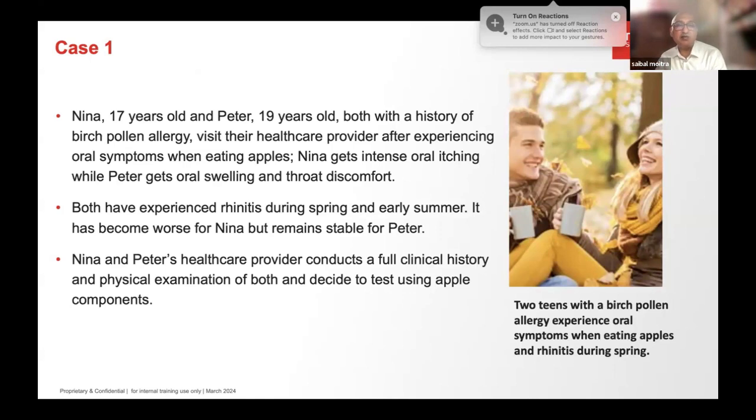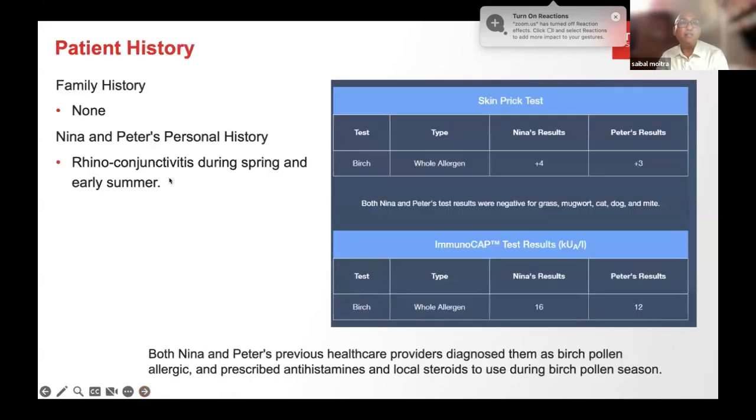Nina and Peter's healthcare provider conducts a full clinical and physical examination of both and decides to test using apple components. So now let's see what happens. They have done a skin prick test with birch, and it shows in Nina's that it is quite high, 4 plus, and in Peter's 3 plus. And they also had rhinoconjunctivitis during spring and early summer.